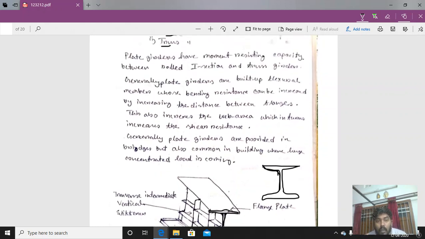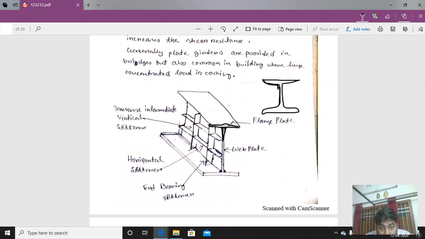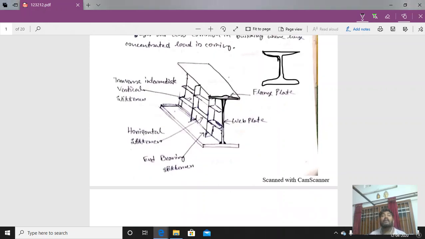Now, these are built up flexural members. So what is the importance of a built up flexural member? The designers have great flexibility in the design of the web portion, because all the plates that will be connected are built up. That means they can design each plate, each member, web or flange, on their own. So they have great freedom in the design of the plate girder.